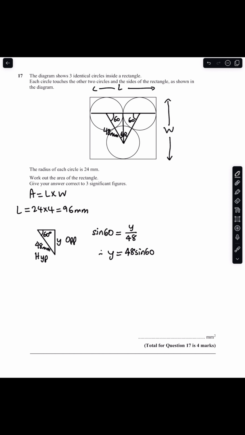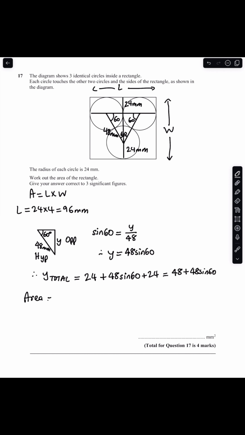And remember, we also know that this distance here is the same as the distance from our center to this point on the rectangle, which is our radius. So I know that this distance here is 24 millimeters, as is this distance right here, which is also 24 millimeters. Therefore, y total equals 24 plus 48 sine 60 plus 24. And so that simplifies to 48 plus 48 sine 60, and that represents my width.